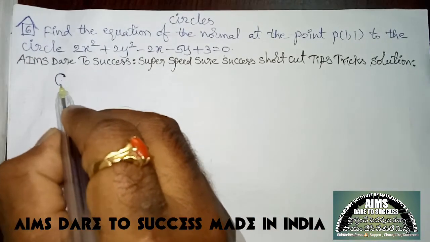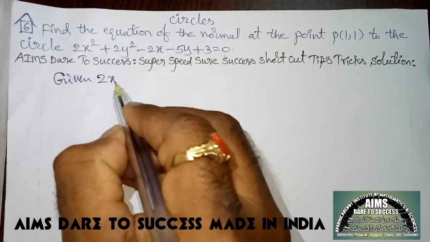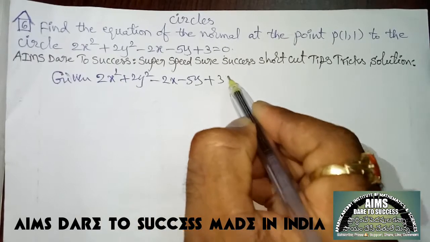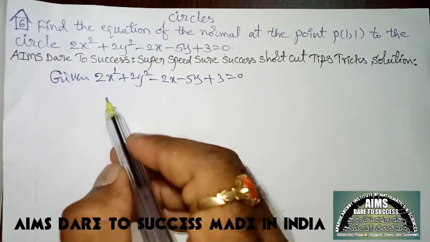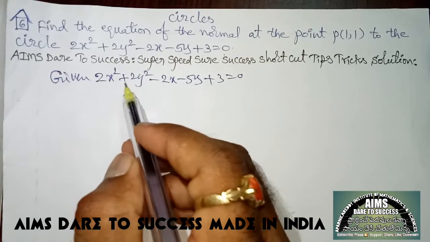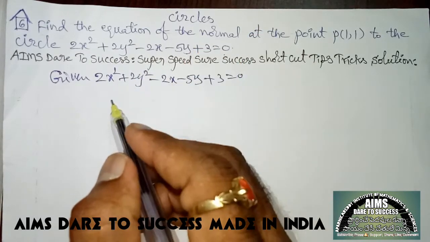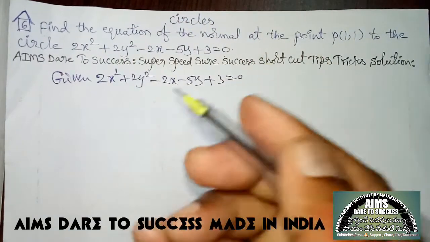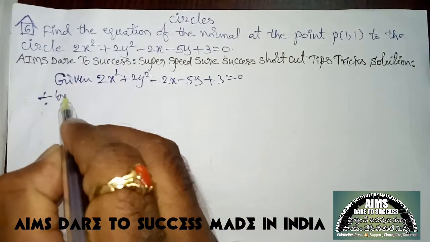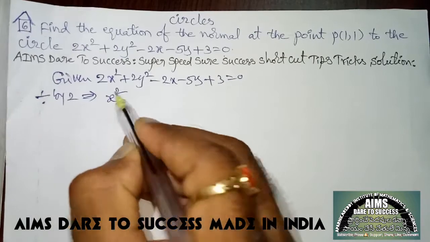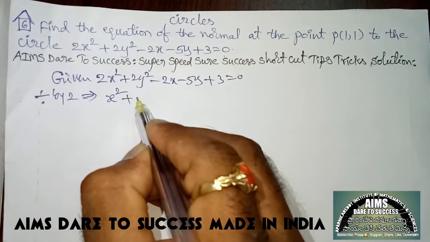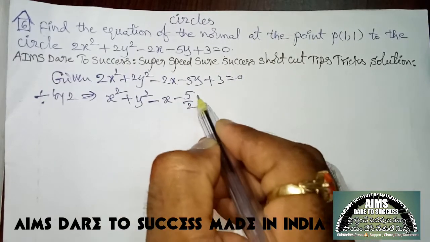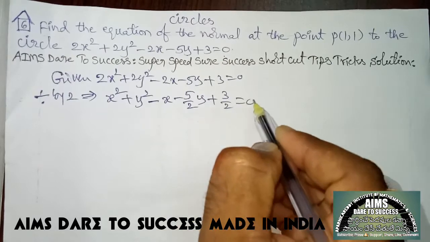Now I want to write the given circle: 2x² + 2y² − 2x − 5y + 3 = 0. According to our standard equation of the circle, we should get the x² and y² coefficients as 1 compulsorily, but here the x² and y² coefficients are 2. So we divide the total equation of the circle by 2. We get x² + y² − x − (5/2)y + 3/2 = 0.